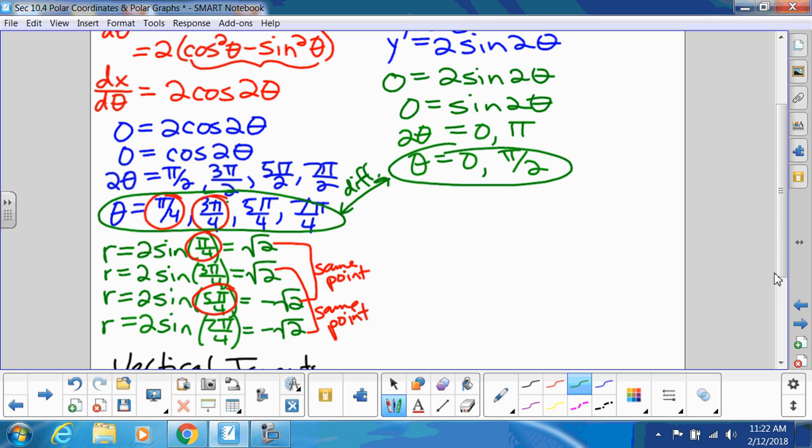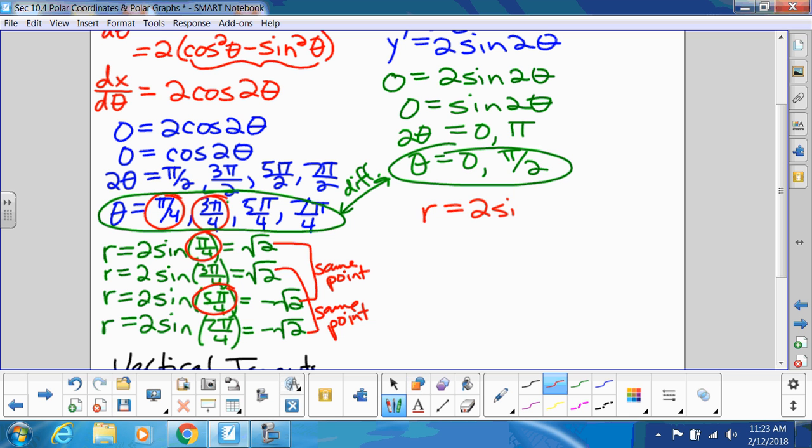Because we don't want dx d theta and dy d theta to equal 0 simultaneously, so that means at the same point. All right, so we're good there. We don't have to worry about any no conclusions or anything like that. We still have to make sure these are different points, so we'll plug them in.